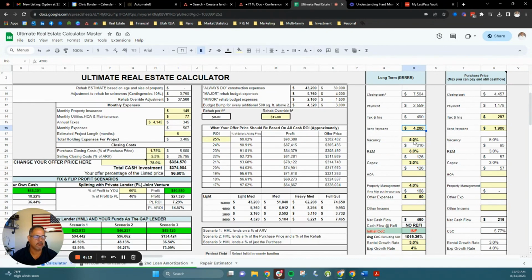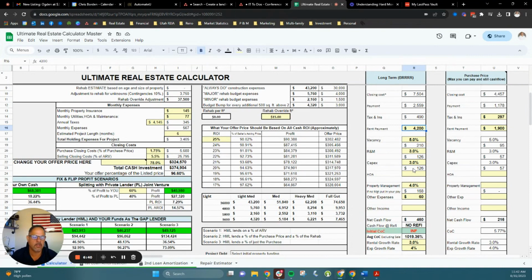I'm going to want to put in some kind of vacancy. Every single market should have its own vacancy, so you're going to want to adjust this depending on the market that you're looking at. You're also going to want to calculate some repairs and maintenance, because again, stuff does break. You're going to need to anticipate that. And then any capital expenditures that you want to have a reserve for. The capital expenditures are your larger expenses that you're going to want to have a reserve account for.